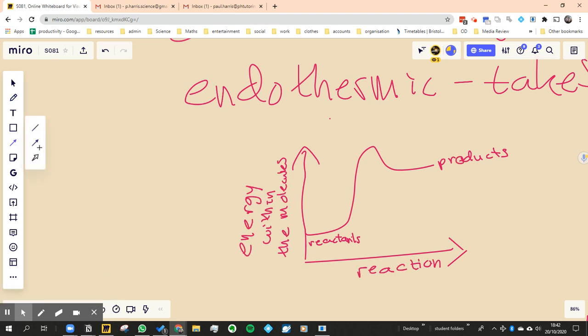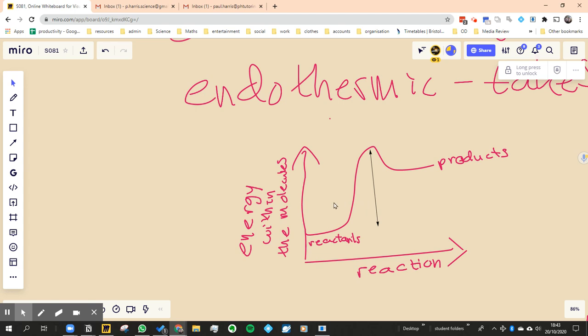So if we have a look at this line here, that bit all the way up to the top, let me just give it an arrow to the side as well. We can call that the energy given to the reactants, so the energy given to these in order to make it react. Now that energy is called the activation energy.